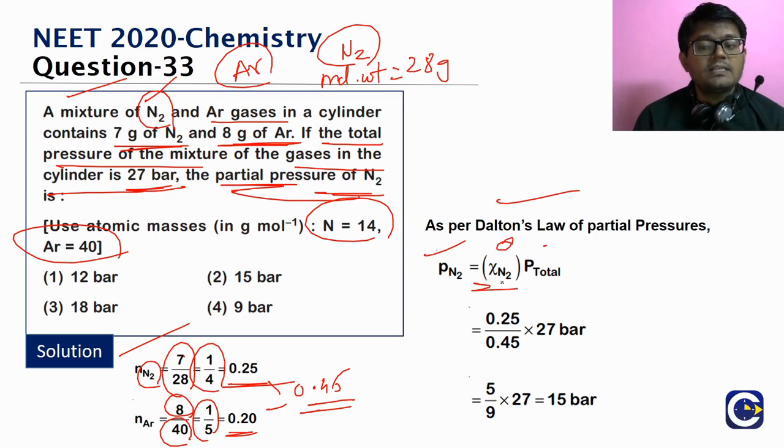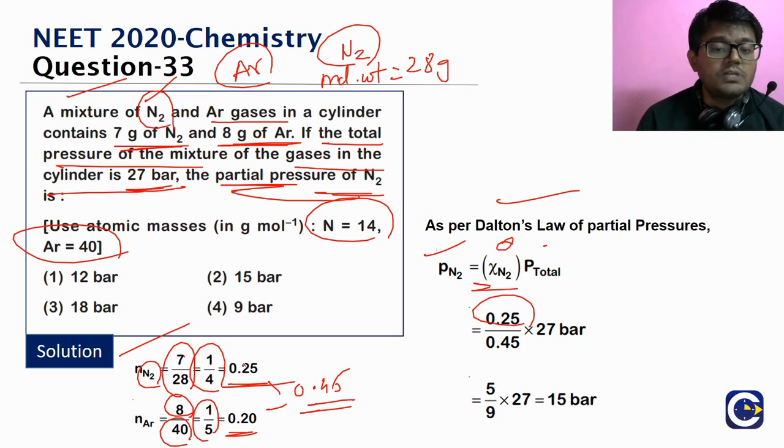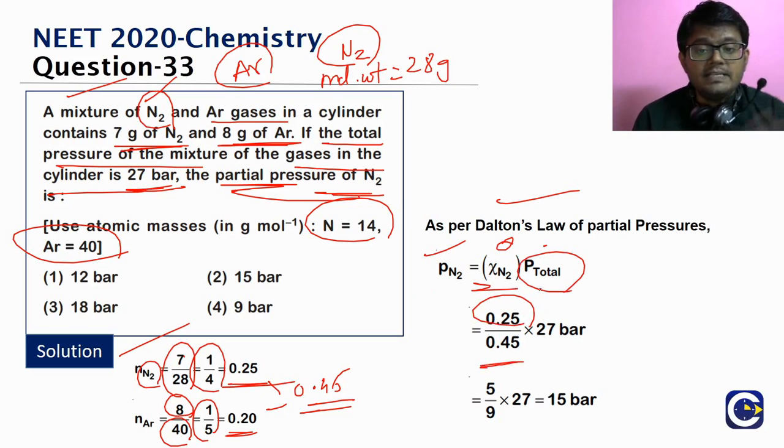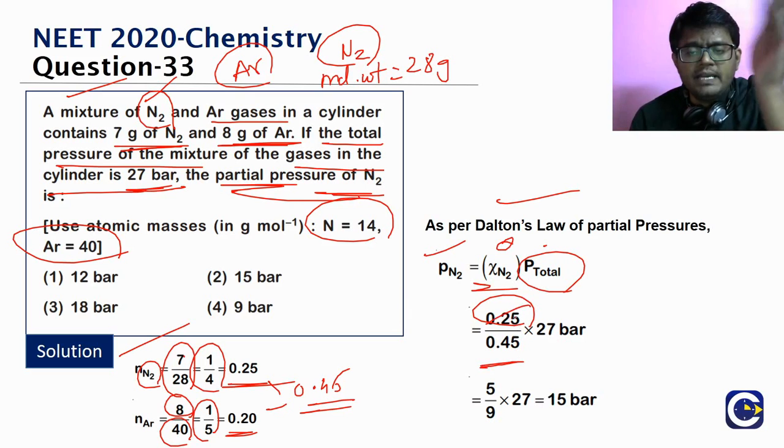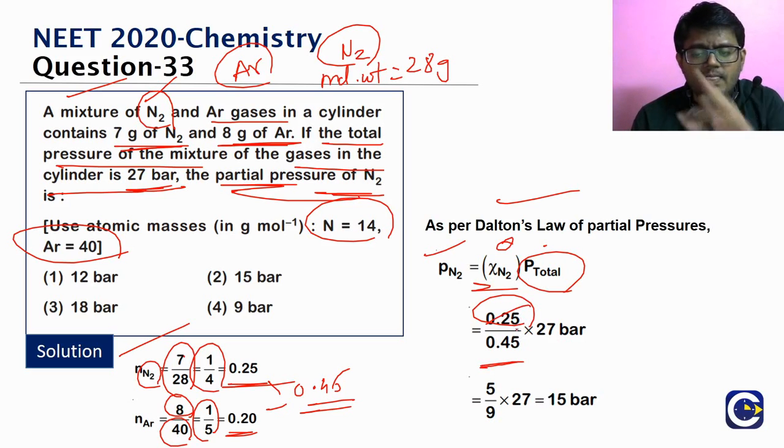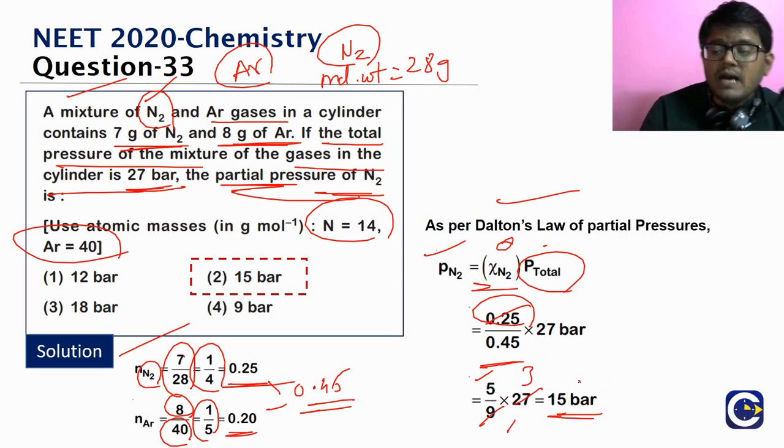So what is the mole fraction of nitrogen? Number of moles of nitrogen is 0.25 divided by the total number of moles, 0.45, into the total pressure they gave us, 27 bar. So 0.25 divided by 0.45: if you multiply numerator and denominator by 100, it is 25 by 45. Cancel 5, we get 5 by 9. So 9 threes are 27, 5 threes are 15. The answer is 15 bar.